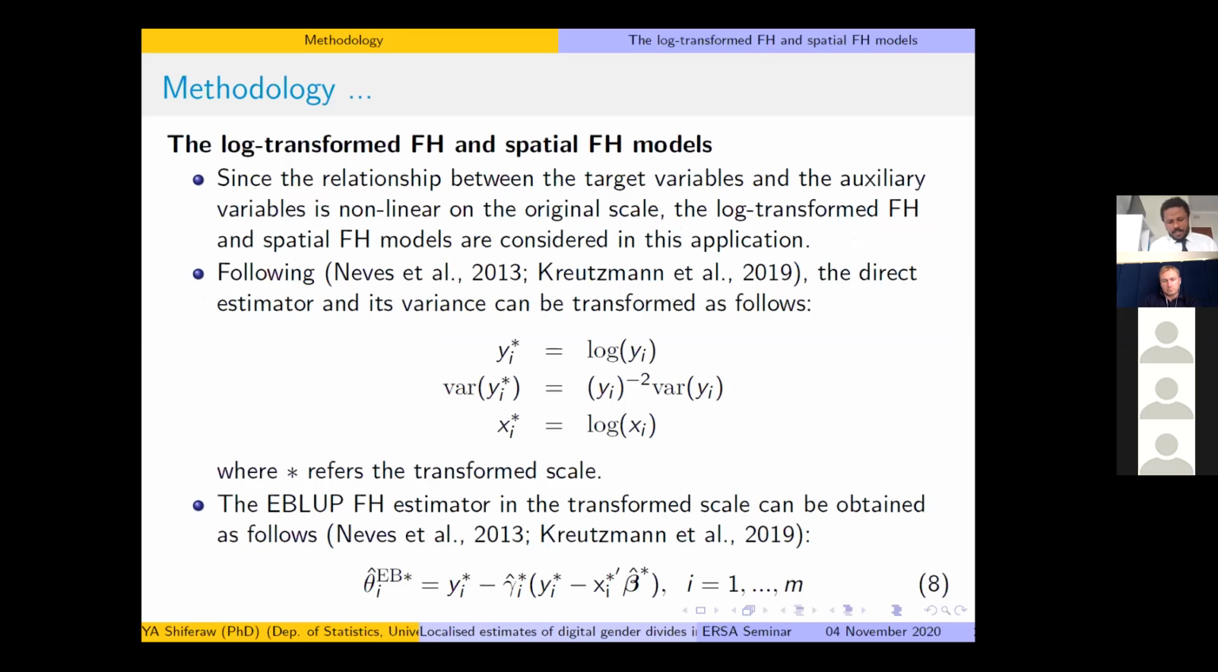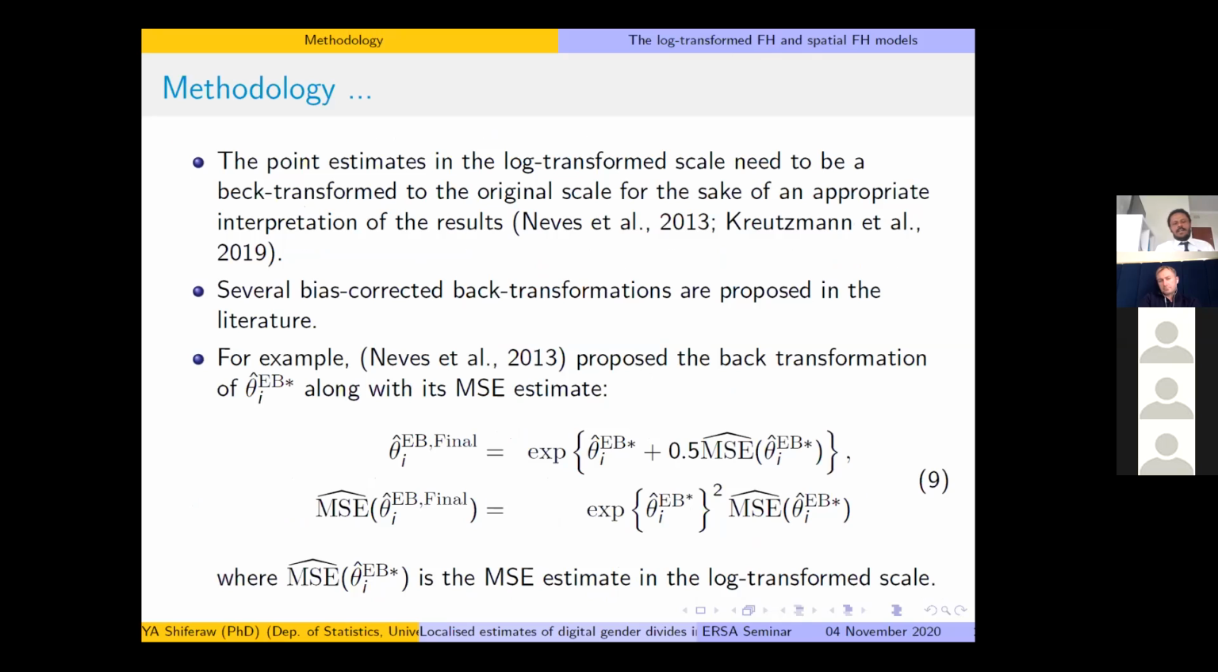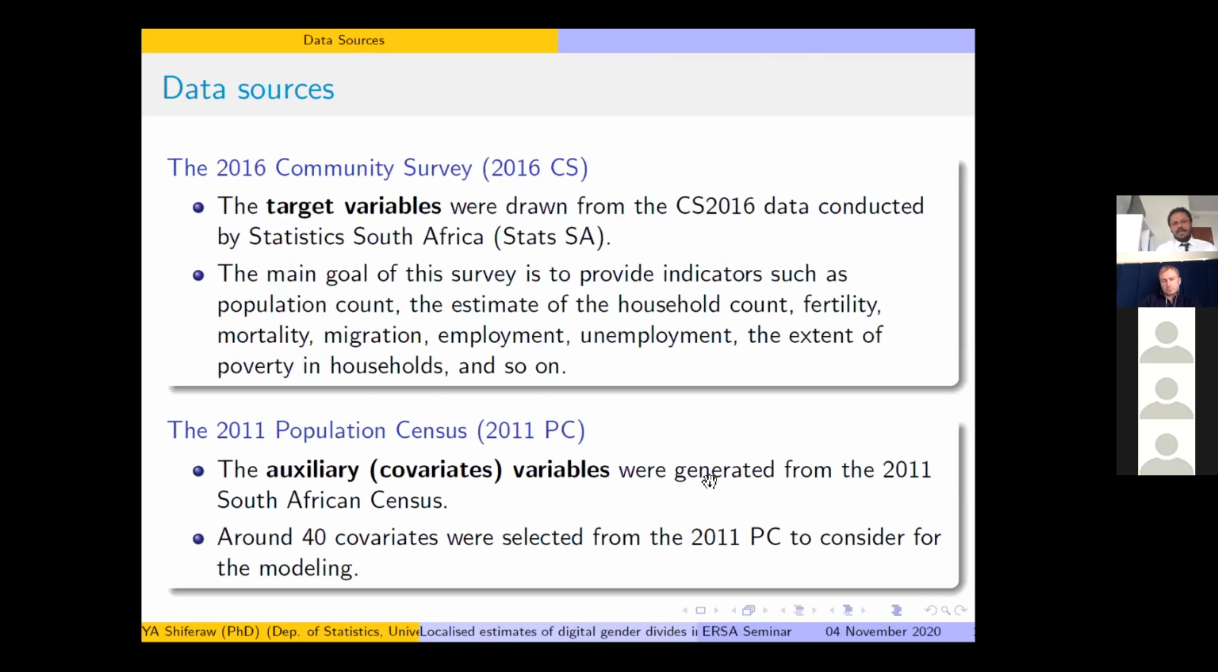And again, since I'm using proportions, I have to do a log transformation, because this is still a linear mixed model, and the relationship between the target variable and the auxiliary variables is nonlinear on the original scale. So I considered a log transformation following Neves, another recent piece of literature. So this is log transformed, and we have the transformed empirical best linear unbiased estimator. Again, for the sake of interpretation, we have to get back to the original scale by back transformation. A bias-corrected back transformation is suggested by this group of researchers, so we still use that part.